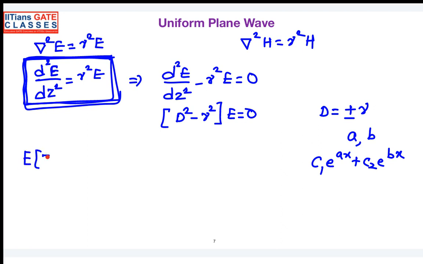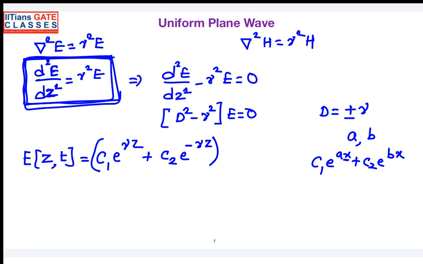Because here x is a variable, but here our variable is z, right? So I can say electric field as a function of z as well as time. If you are writing it, how to write? C1 e power gamma z, because a is nothing but gamma and b is nothing but minus gamma, plus C2 e power minus gamma z. So this is the variation of electric field in z direction, and the time variation will be e power j omega t, because in the starting only we have discussed the electric field is exponentially varying with respect to time.